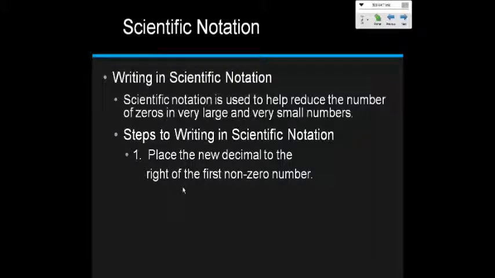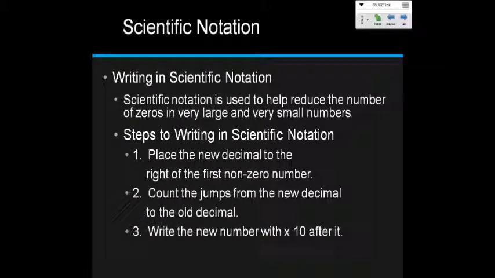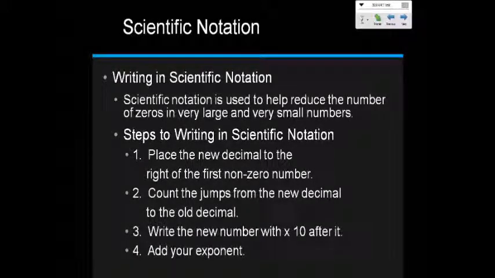Number 1, place the new decimal to the right of the first non-zero number. And we're going to do some practice, so don't panic. Second step is count the jumps from the new decimal to the old decimal. Step 3 is write the new number with times 10 after it. And number 4, add your exponent. And the reason we write the new number with times 10 after it is because as we're moving decimal places, it's always moving it by a power of 10, like we talked about yesterday. So let's go ahead and practice.